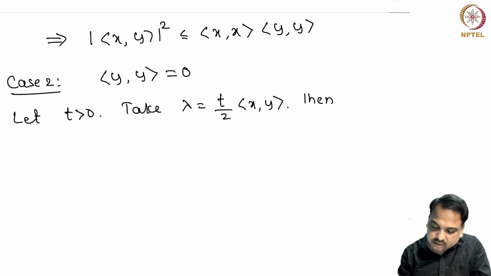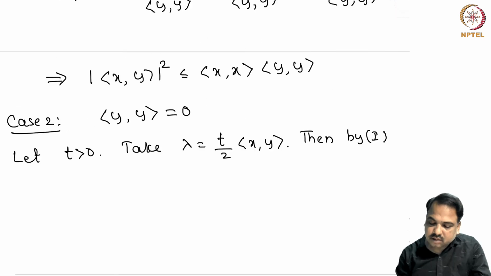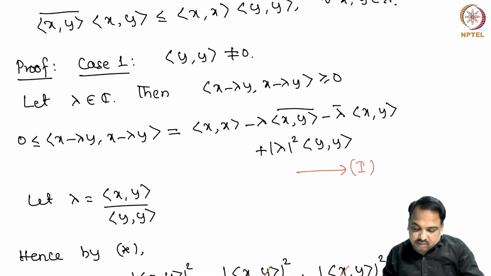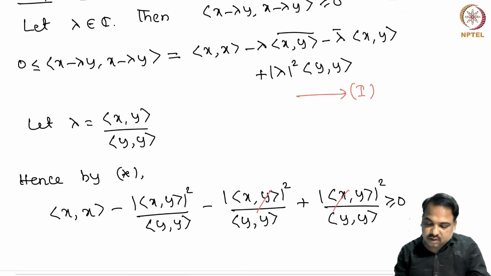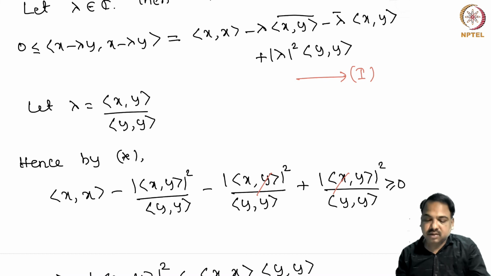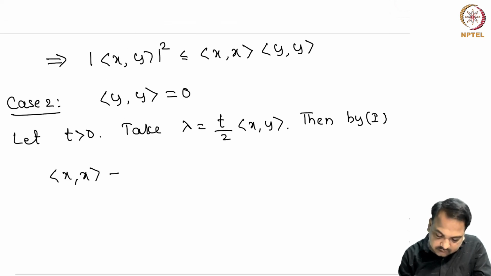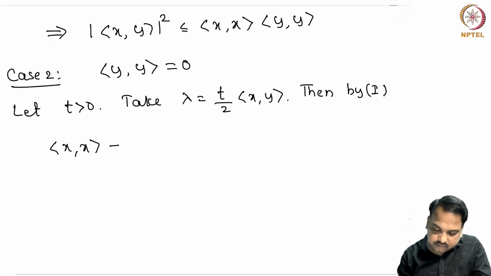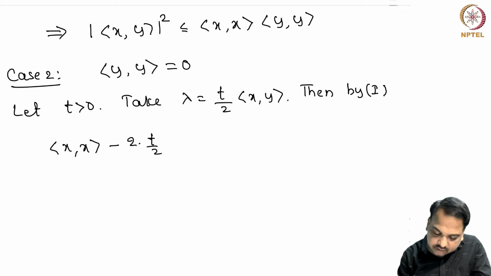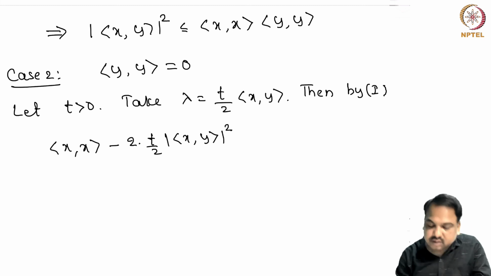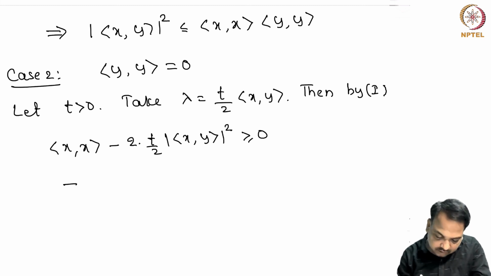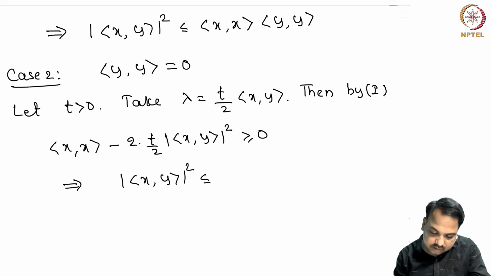So then if you look at equation 1, by 1 we can say that the middle terms will be modulus of semi-inner product of x with y squared. Two such things you will get, and anyway the last term semi-inner product of y with itself is 0, so what we get is semi-inner product of x with x minus two times t by 2 mod semi-inner product of x with y squared is bigger than or equal to 0. So this implies mod semi-inner product of x with y squared is less than or equal to t times semi-inner product of x with itself.